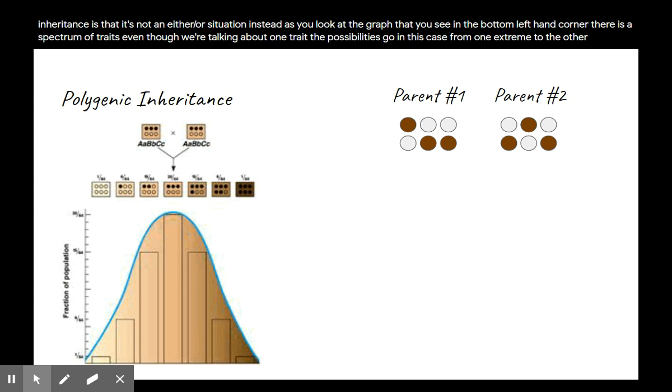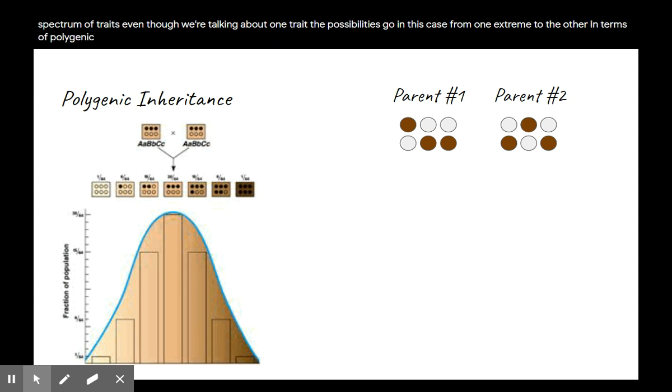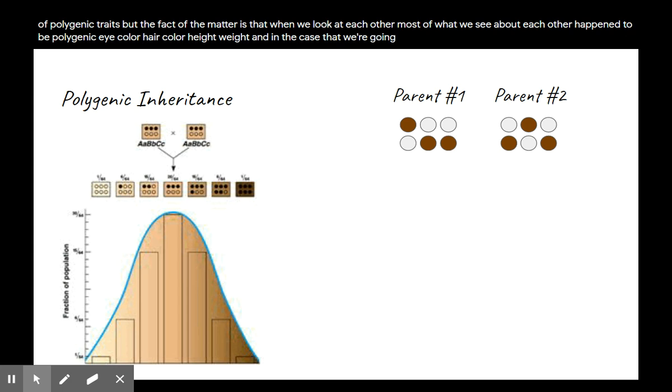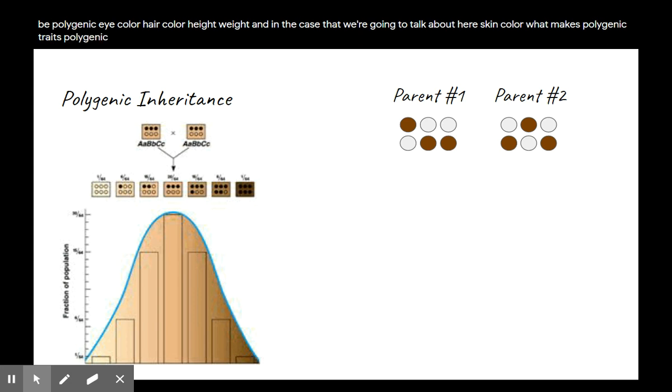There are many examples that we can talk about in terms of polygenic traits, but the fact of the matter is that when we look at each other, most of what we see about each other happens to be polygenic. Eye color, hair color, height, weight, and in the case that we're going to talk about here, skin color. What makes polygenic traits polygenic is embedded in the name, poly. Poly, of course, is a prefix that means many. So polygenic means many genes.